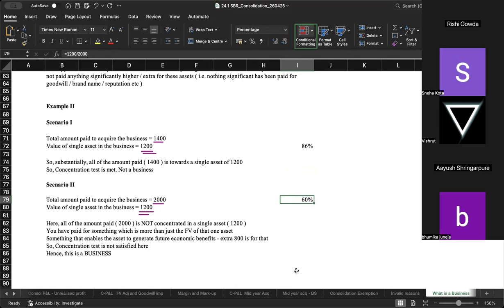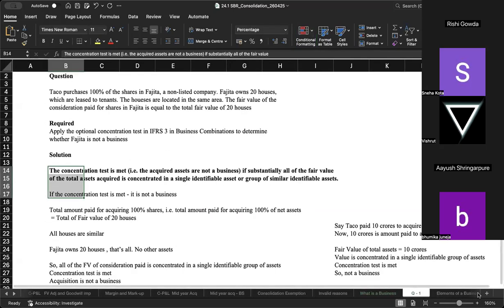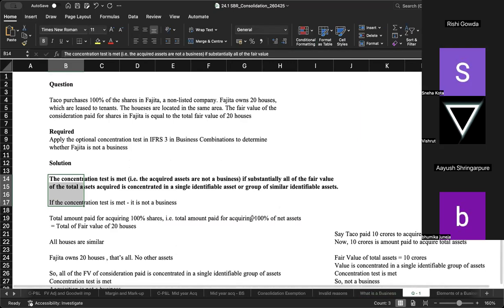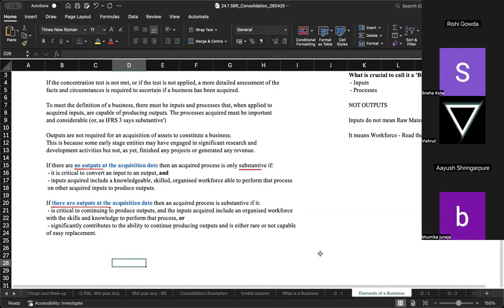If substantially the entire value paid is concentrated in a single asset, like in this case, you will say that it is not a business. Otherwise, you will say that whatever you have acquired has features of a business. आपको most cases में concentration test is not asked in the exam.